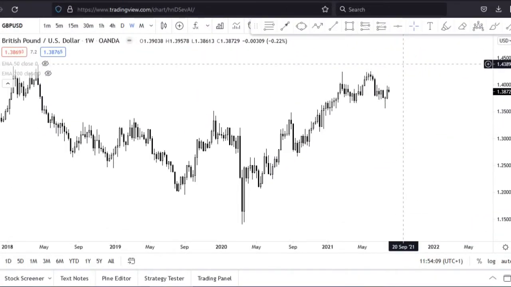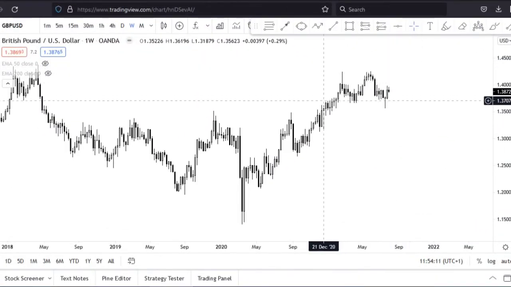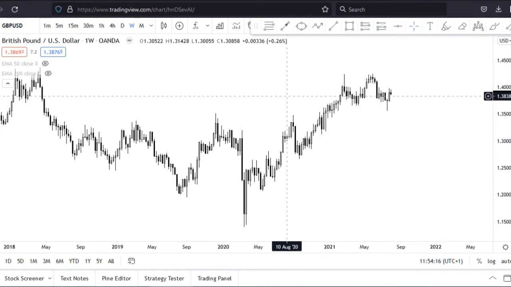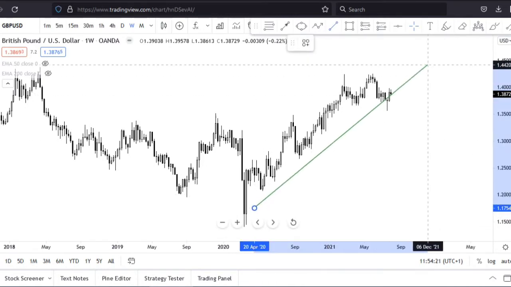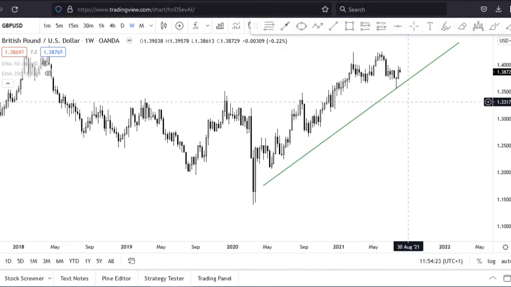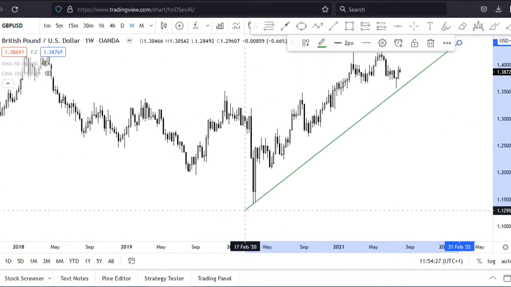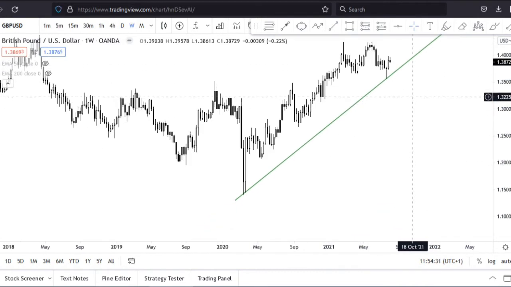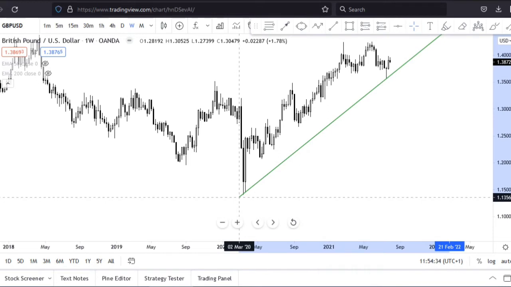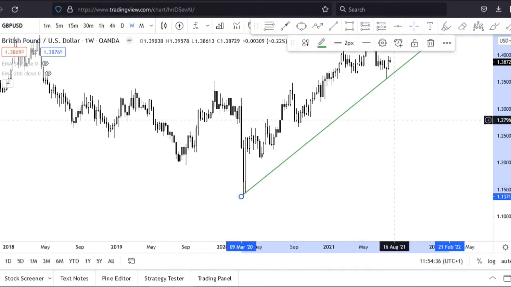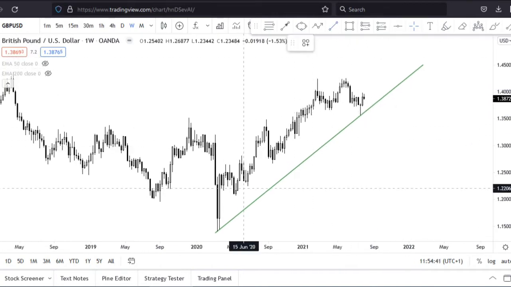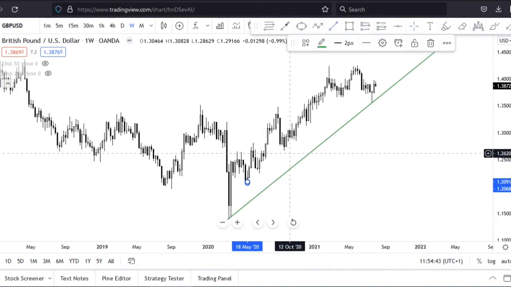For GBP USD, as usual, just like the other pairs, we'll start from the weekly time frame and identify our key areas that we'll be looking at. First of all is to identify our trend, and you can see that price is still in the uptrend currently on the weekly time frame. Once we've identified this area, you can see that price has tested it here. You can also identify this area as well, which we used last week.